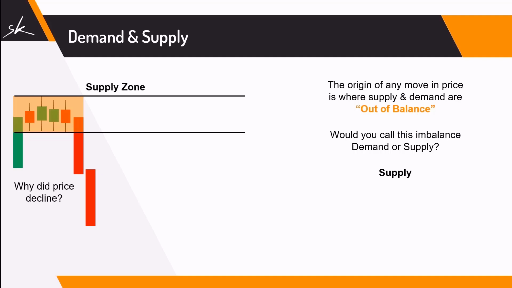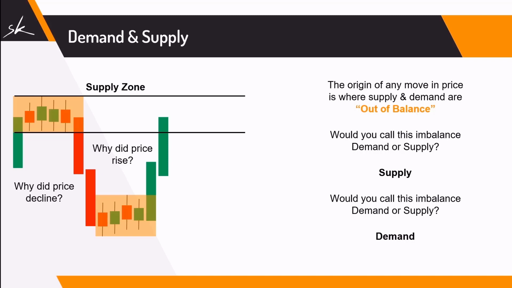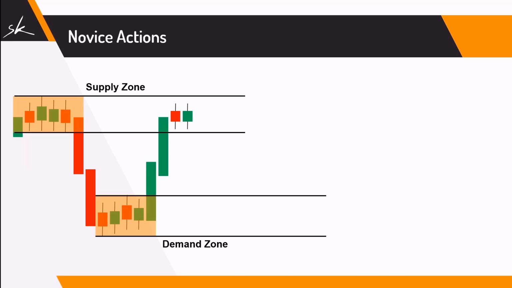After the move to the downside, let's assume that the price again started trading in a range and then all of a sudden started moving up. Why did the price rise? The origin of any move in price is where supply and demand are out of balance. What would you call this imbalance, demand or supply? Since the prices moved up, it has to be demand. We again draw 2 horizontal lines engulfing the range from where prices started moving up and call this as a demand zone.